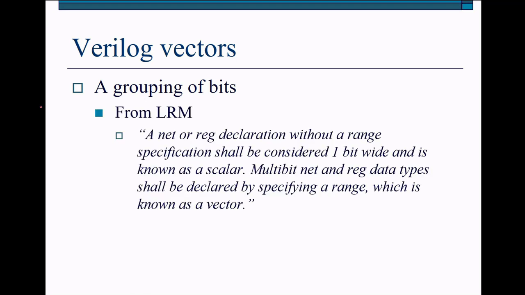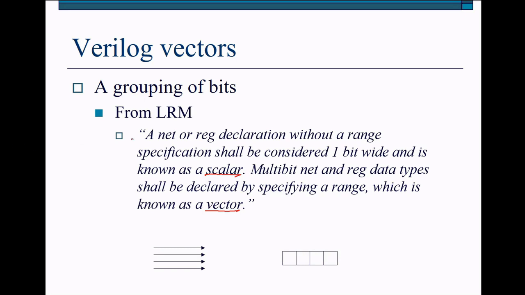The following definition comes from the language reference manual. A net or a reg declaration without a range specification is considered a 1-bit wide quantity and is known as a scalar. Multi-bit net and reg data types shall be declared by specifying a range, which is known as a vector. And this is what we want to focus on in this segment.